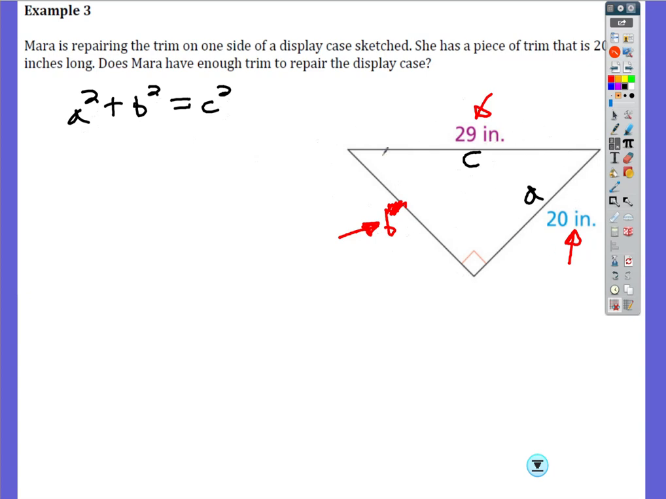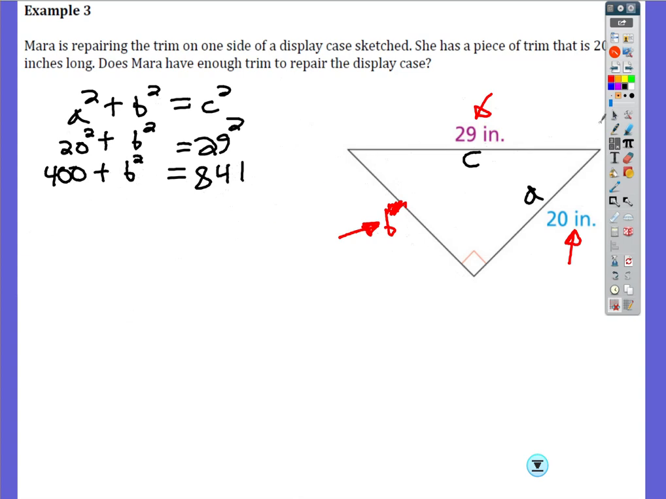So I'll plug in what I know. I know c is 29, so we have 29 squared on the right side. I've got 20 for a, so that's 20 squared on the left side, plus b squared. And b is what I don't know, but what I want to figure out. So I'm just going to evaluate. 20 squared gives me 400, plus b squared, can't do anything to this yet, equals 29 squared. And 29 squared, if we plug it into our calculator, we get 841.